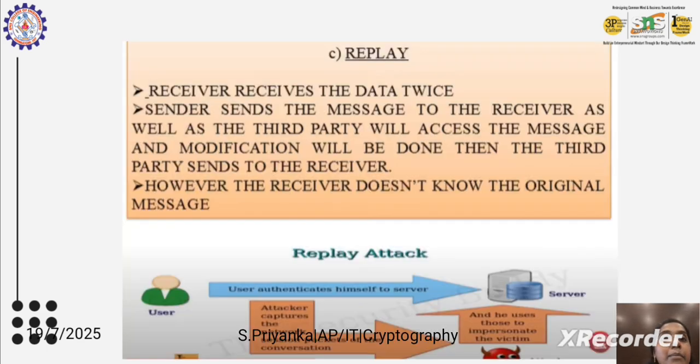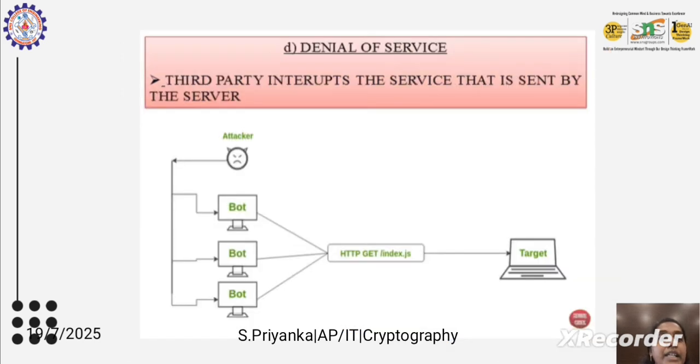Next, replay. Replay means the receiver receives the data twice. The receiver doesn't know who has sent the message or which message is the true one, because the message is sent twice. This is called a replay.